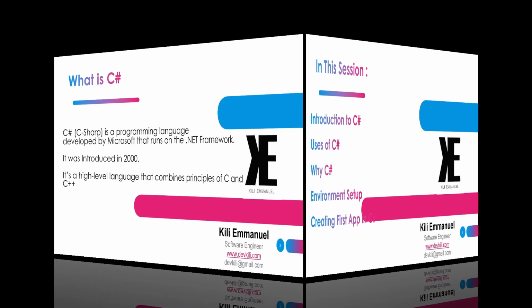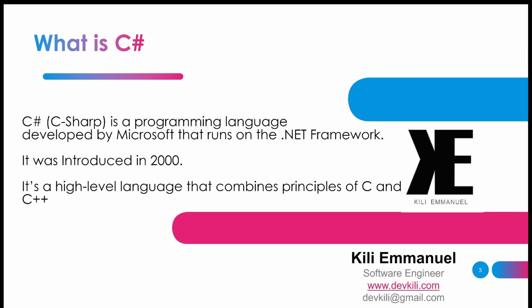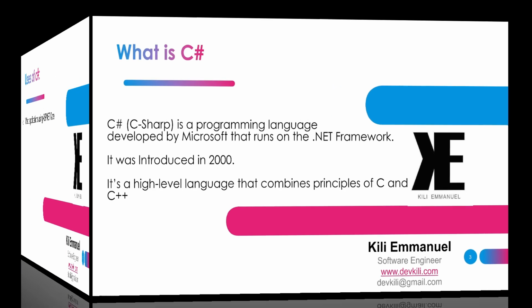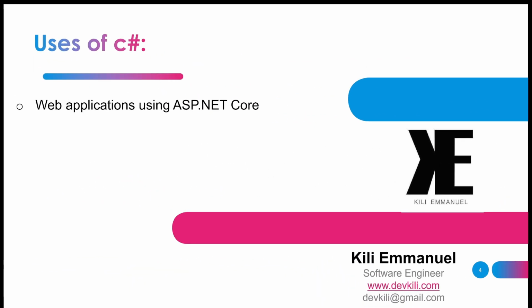So let's get started. C# is a programming language that is developed by Microsoft that runs on the .NET framework. As I had told you, it was introduced in the year 2000 and it has gained its popularity till date. It is a high-level language that combines principles of C and C++. If you have the basic knowledge of programming, this is a good quick start for you. But if you don't have, don't worry, because this video covers everything you need to know from start until the end of the video.